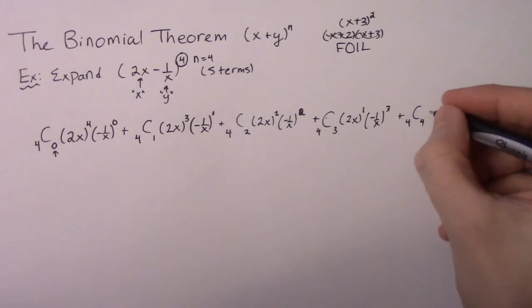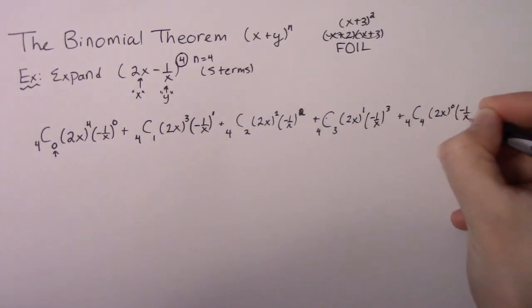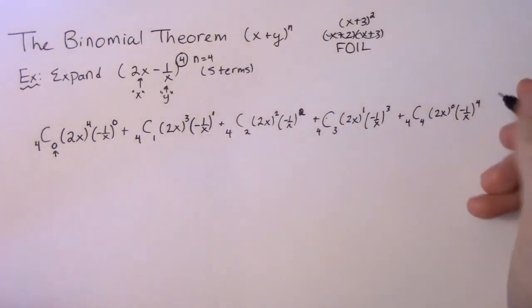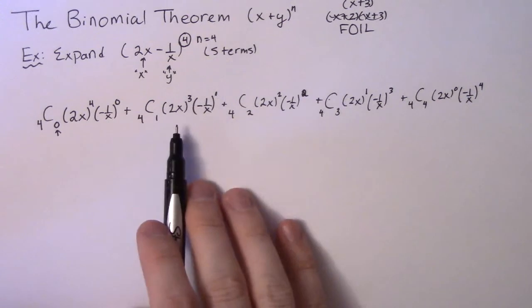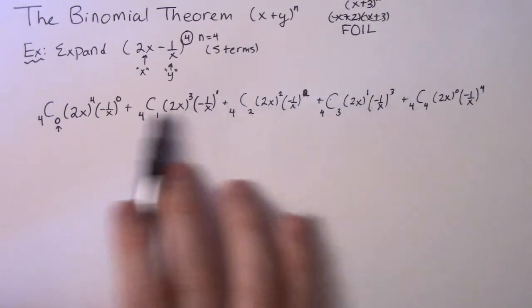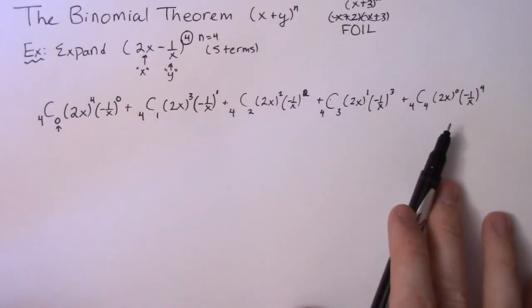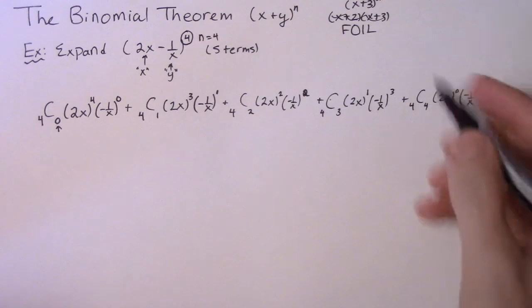And lastly, for choose 4, 2x to the 0, negative 1 over x to the 4. Alright, so all that written out, and you're saying now, that's the easy part, right? That is the easy part. So everything else after this is algebra. So we work out each one of these things, and there's a formula for a combination, of course.